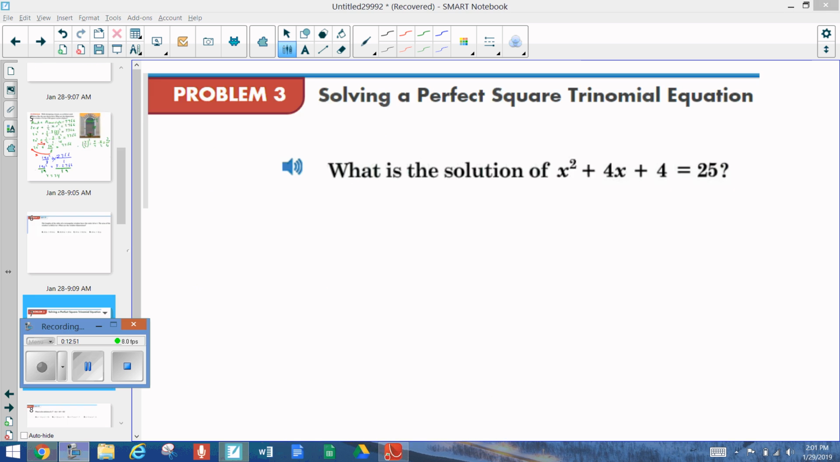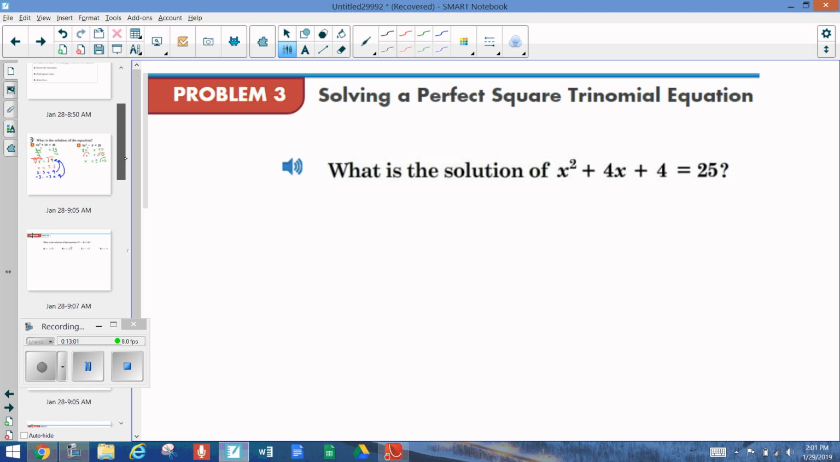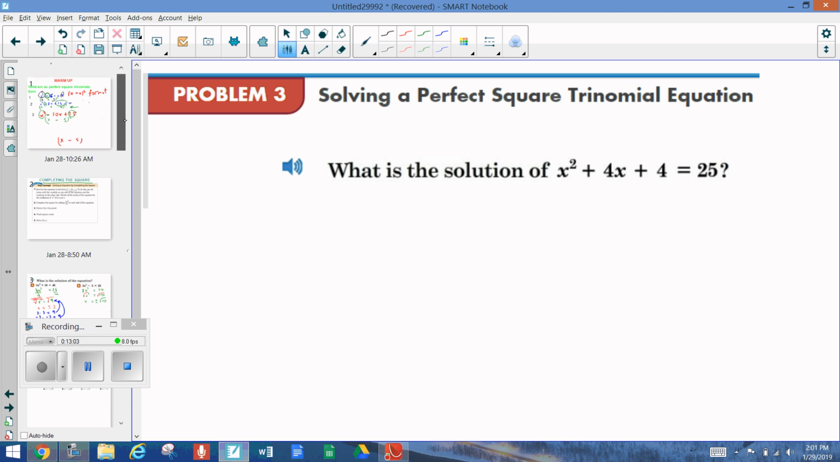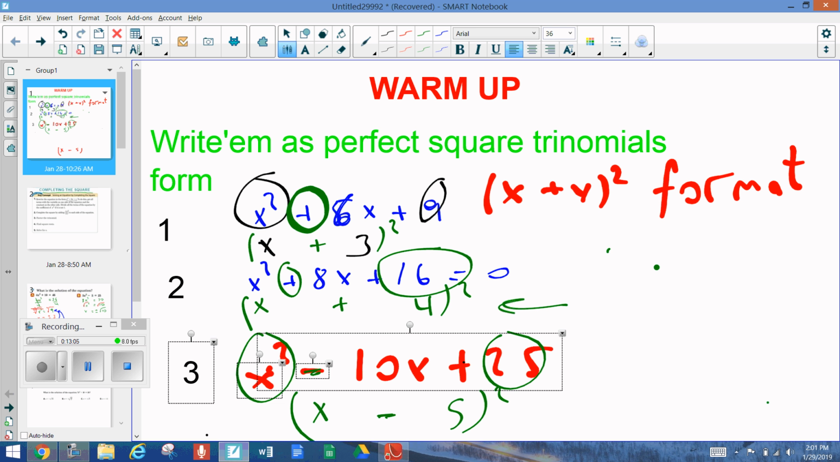All right, let's solve this question now. The point is to remember the warm-up question at the top here. We will do the same thing here. Put this into square format, a perfect square trinomial, and then write it in this format here.